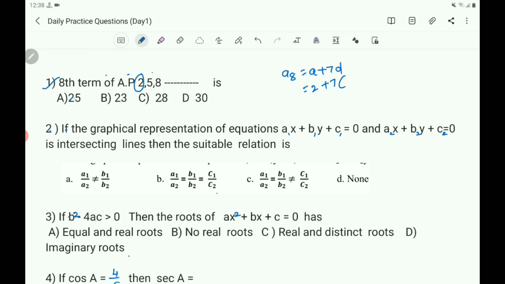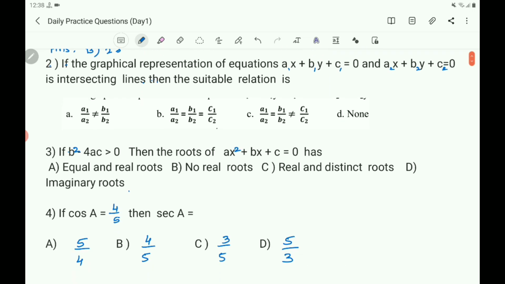What is d? d is 5 minus 2. d equals what? 5 minus 2, that is 3. So here you take d equals 3. Then 2 plus 7 3s are 21. You will get 23. So what is the answer here? Answer is B, 23. So you write the answer B, 23.